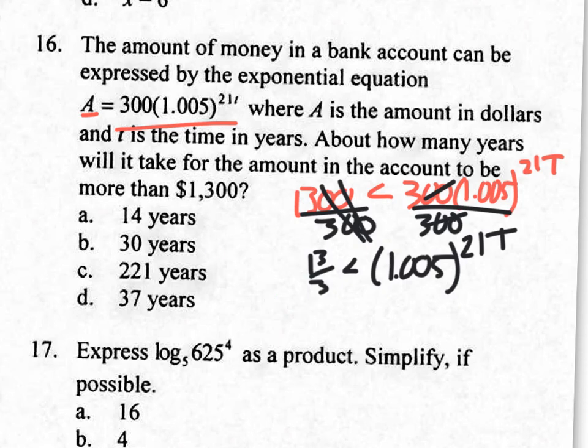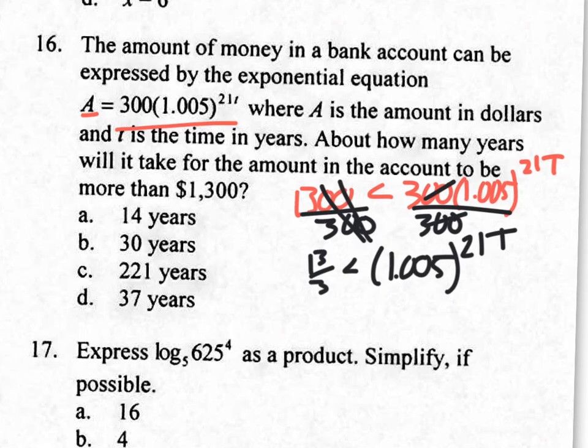So let me give you the shortcut to this problem with this multiple choice question. It's asking how many years. They only give you 4 different options. You might as well get a calculator and type in 14 right into that t spot and see if it gives you a value more than 1,300. Type in 30 and see if it gives you a value more than 1,300, and so on and so on.